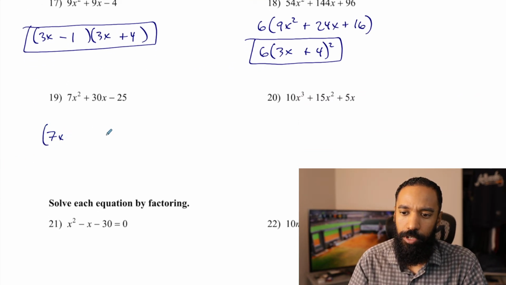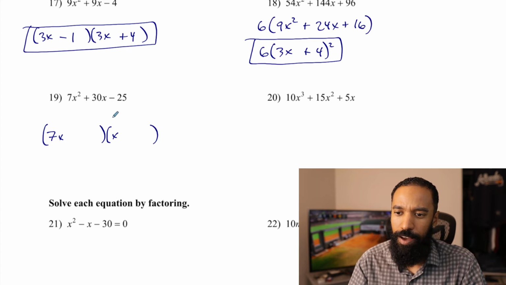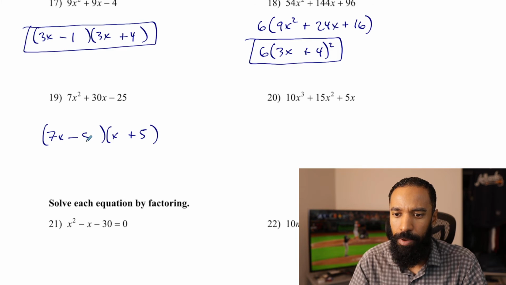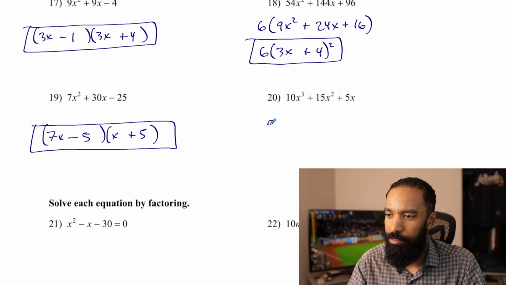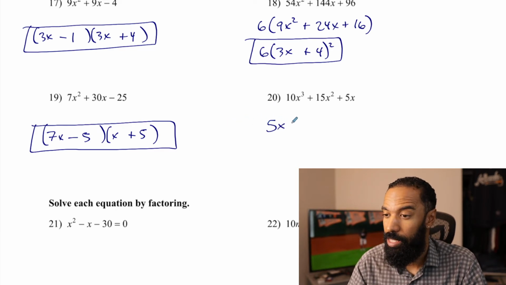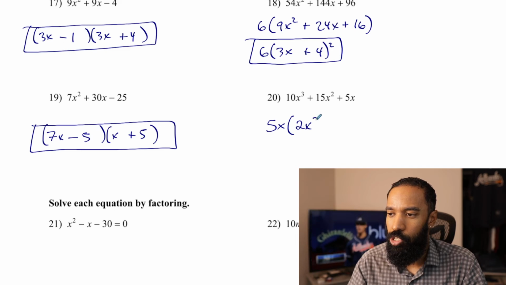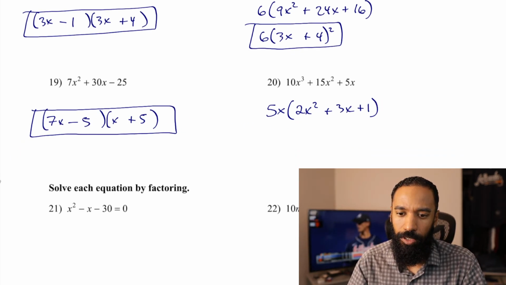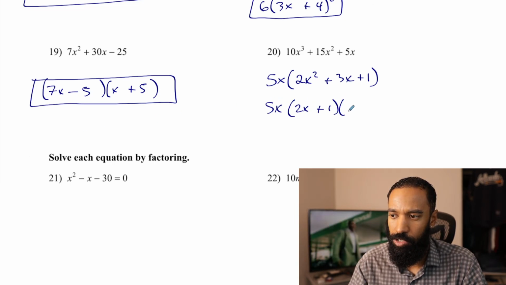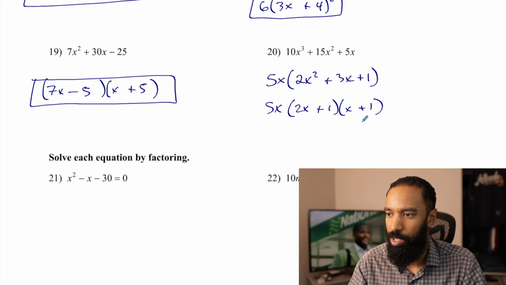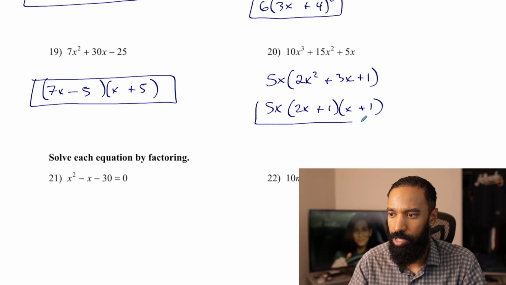No GCF. We'll try 7x and x. I'm going for 5 and 5 business here to get 30. It's plus 5, 35. Minus 5 is 30. And last one, GCF of 5. x, it looks like. I didn't even note the 5 last time. You get 2x squared plus 3x plus 1. And that can only come out to, if possible, 2x plus 1 times x plus 1, because factors of 1 are just 1 and 1. So let's see that. 2 plus 1 is 3. And that works out there.